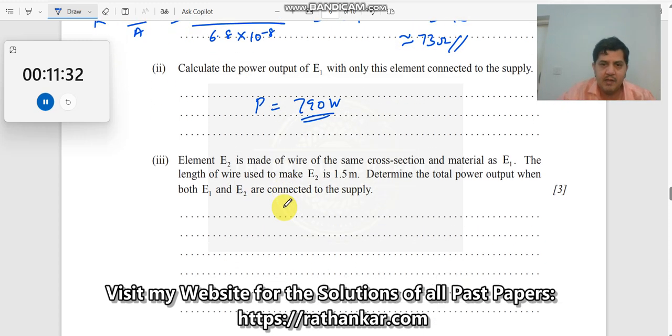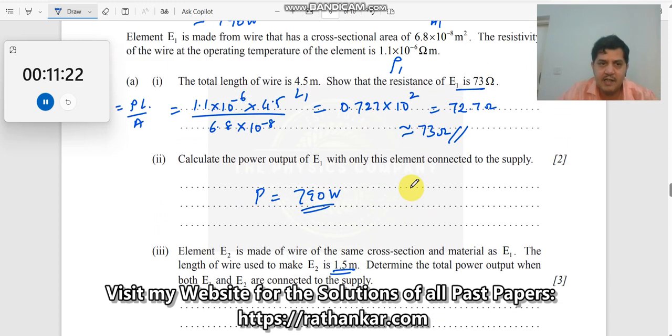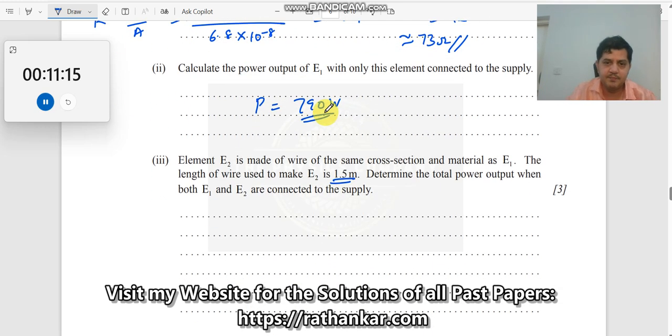Element E2 is made of wire of the same cross-sectional area and material as E1. Now we are talking about E2. The length of the wire used is 1.5 meters. But we'll do one thing. We will first write down the values of E1 here. For E1, I had the length L1 to be 4.5 meters. And now your L2, you are saying this is equal to 1.5 meters. Let us read it once again.